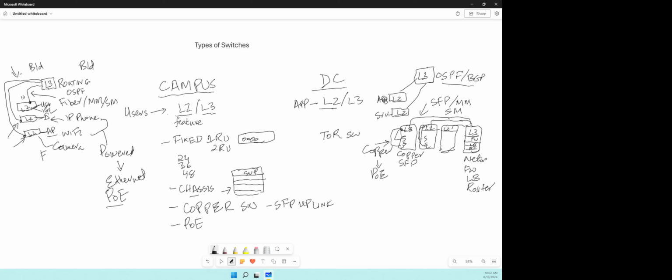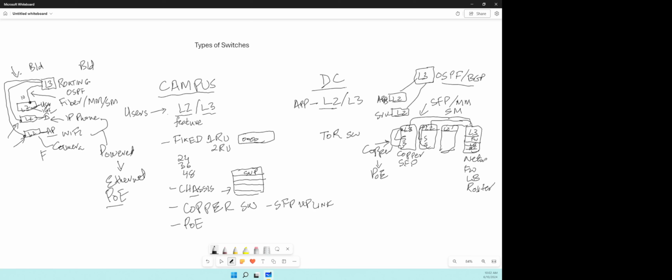These are either copper, you can put in a pluggable that could be copper or fiber. If it's a fiber, then it's going to be either multi-mode or single mode. Single mode has long ranges, and multi-mode has shorter ranges. It all depends how you want. These are cheaper, these are more costly. But anyway, depends on your distance and use cases. So that's the major difference between campus and data center switches.